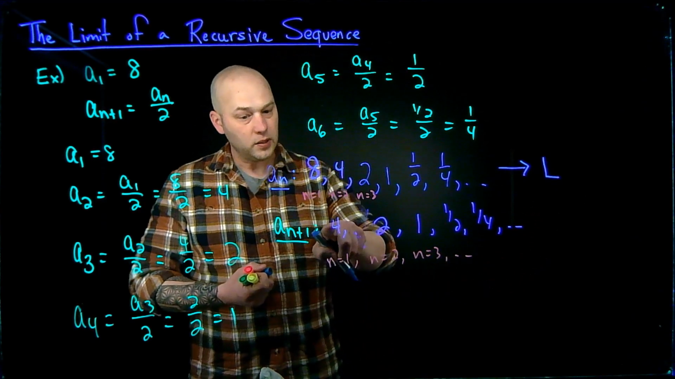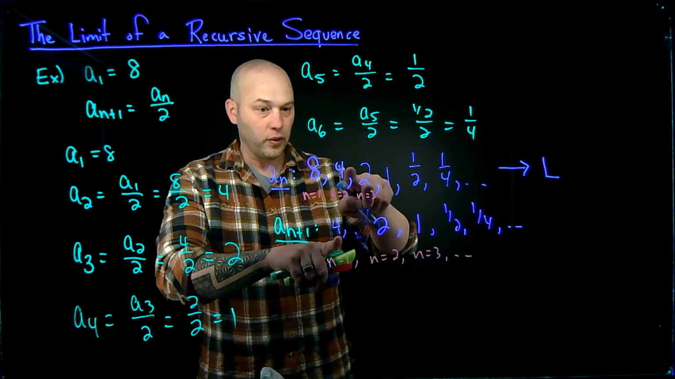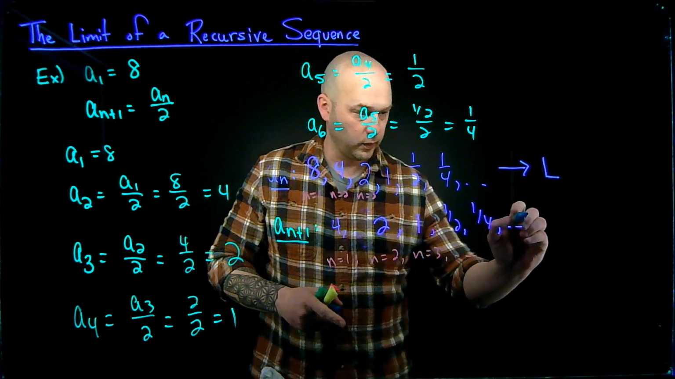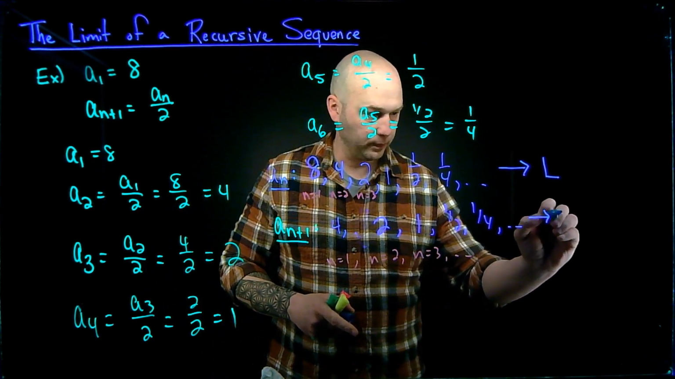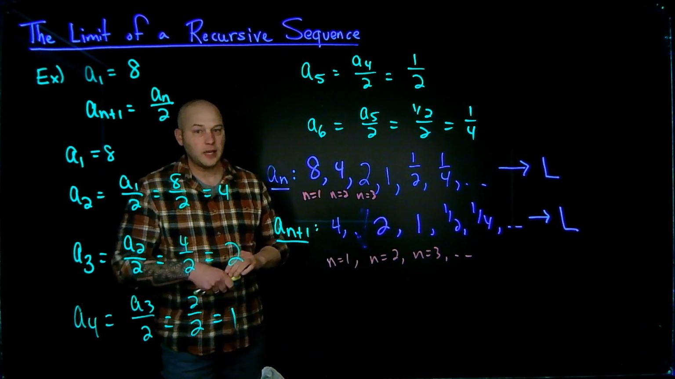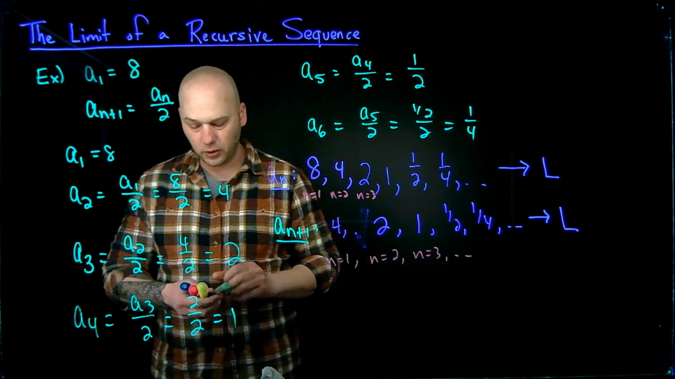And this is the exact same list starting here. So whatever this converges to, this has to converge to the same thing. So I'm going to say this converges to L as well. That's going to be my starting point. Now, here's how we actually formally show that this converges to 0.